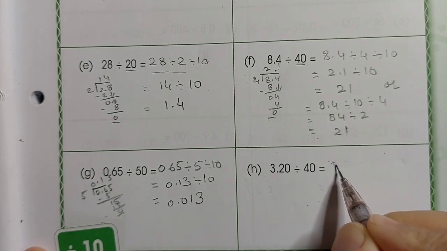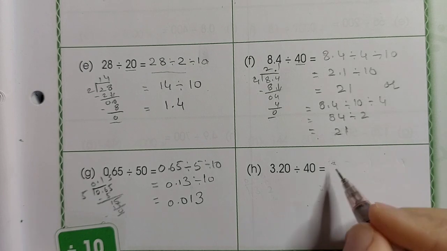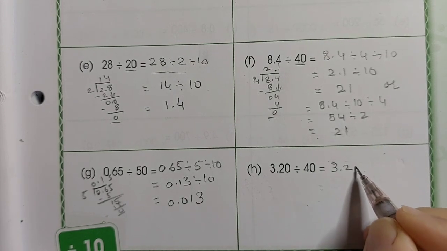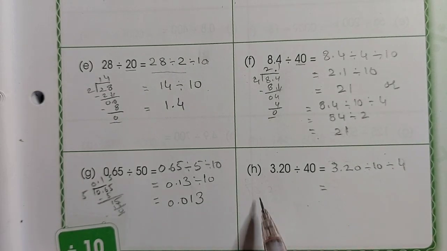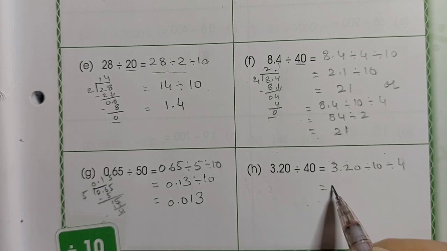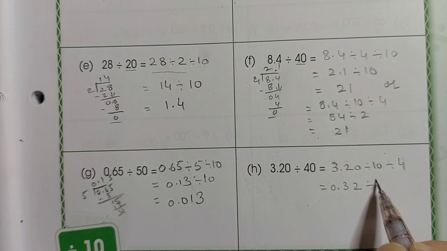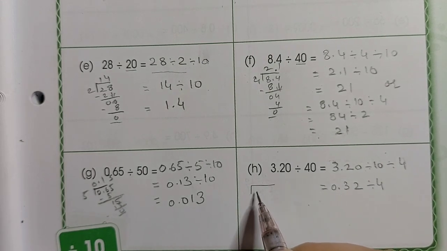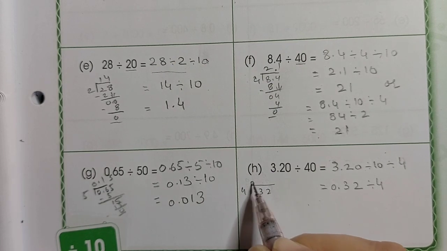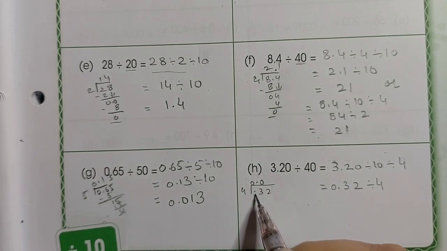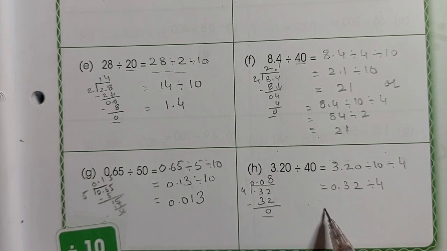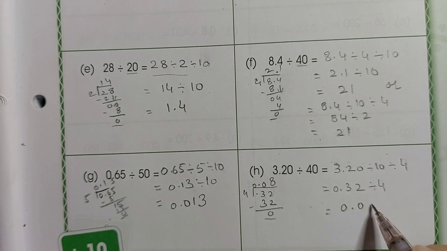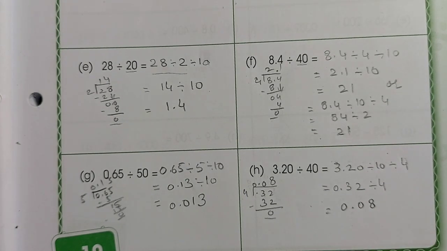Part H is 3.20 divided by 4. So it will become 3.20 divided by 10 divided by 4. So what we have to do, we have to divide first of all by this one, move the decimal here. It will become 0.32 divided by 4. So we will divide like this, 0.32 by 4. 0.3 is smaller than 4, 0 will come here, 32. Then 4 8s are 32. So here we get the answer, it becomes 0.08. Okay, this is question number 1 of worksheet 3.